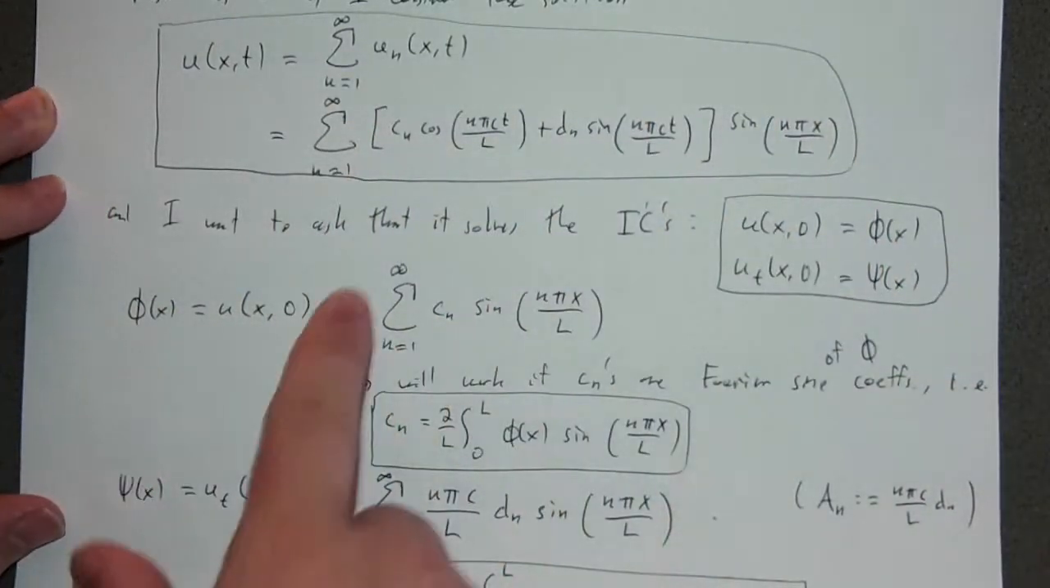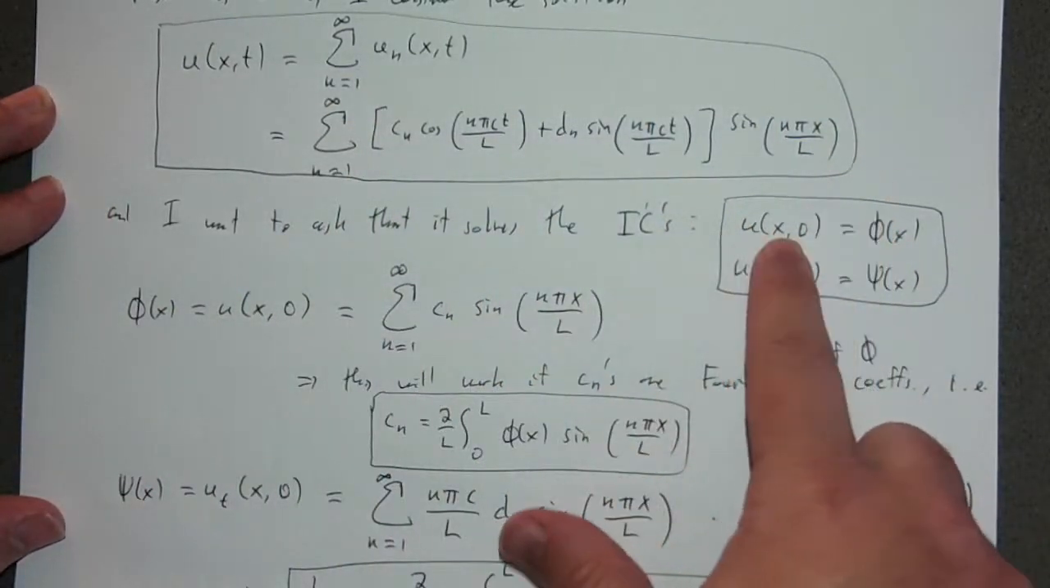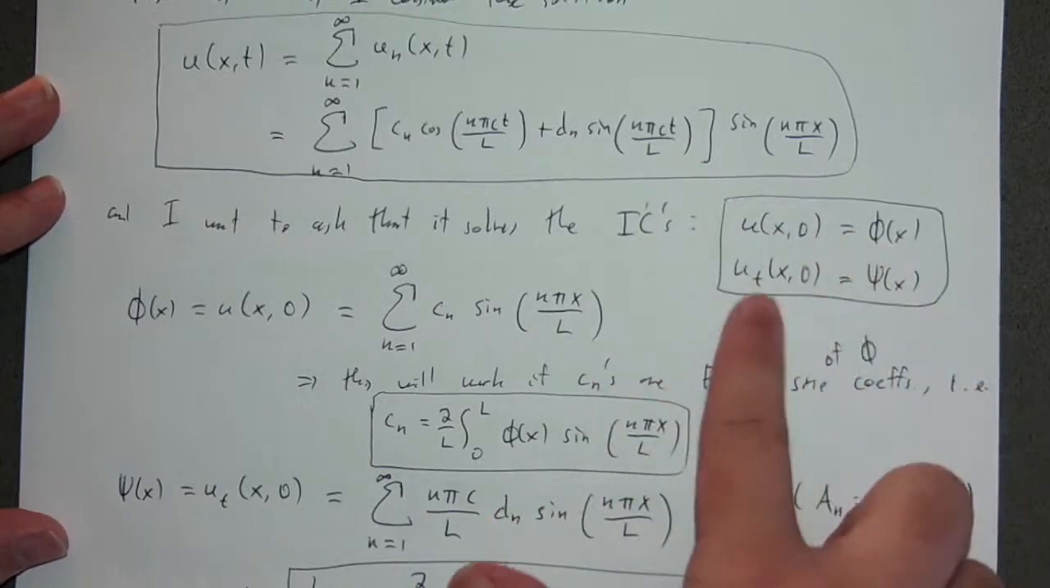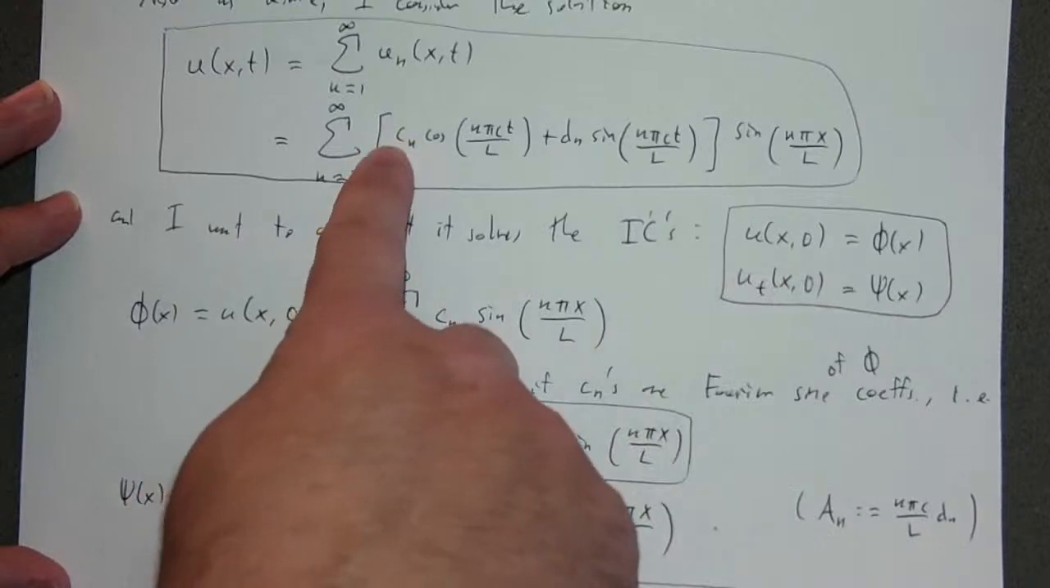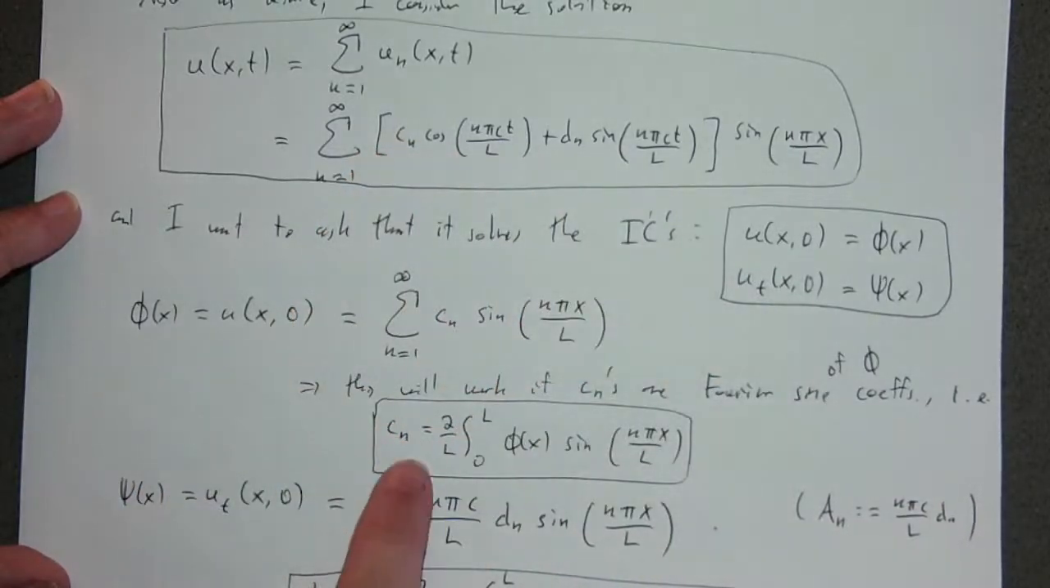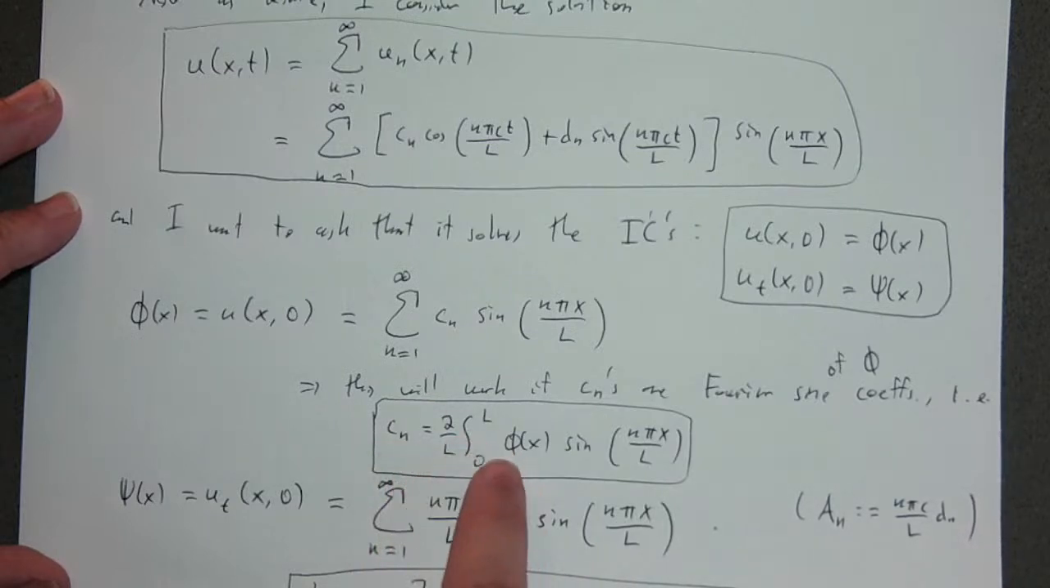Now imposing the initial conditions, where I have an initial displacement phi and initial velocity c, gives me that I can determine these coefficients c sub n, d sub n in the following way. So c sub n is 2 over L times the integral from 0 to L of phi of x sine of n pi x over L, which is just the Fourier sine coefficients of phi.